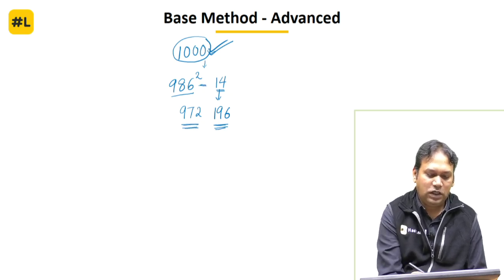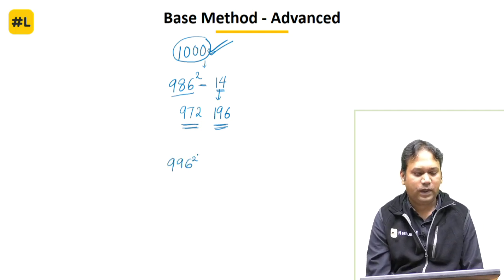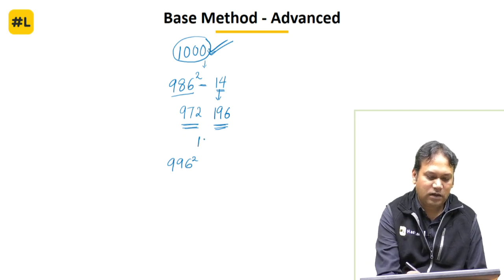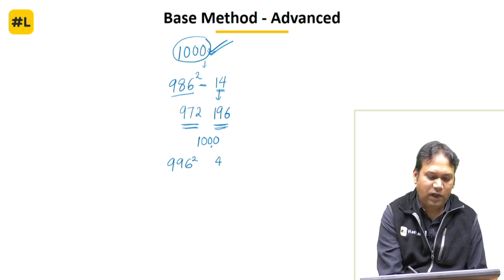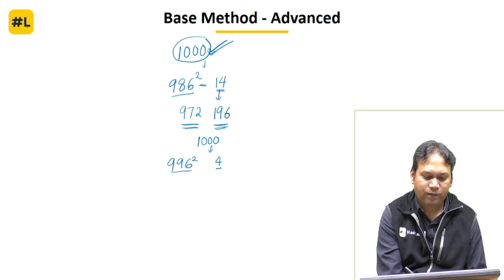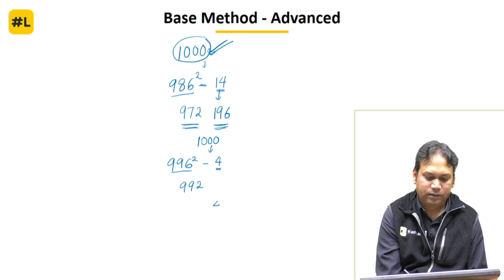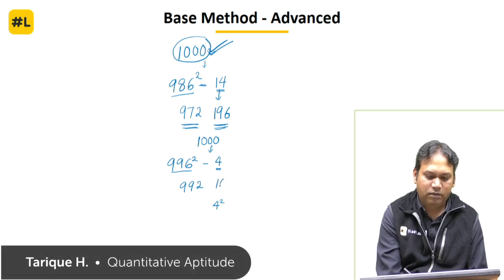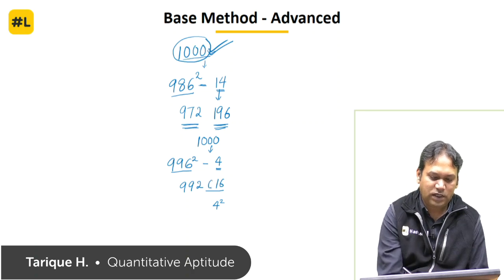So, let us take one more example, 996 square. Compare from the base, what is the base? 1000. Difference from 1000, 996, how much less from 1000? 4. So, what do we do? Subtract these two. Now, what is 4 square? 16, but we need 3 digits here because here we have 3 zeros, so 016.